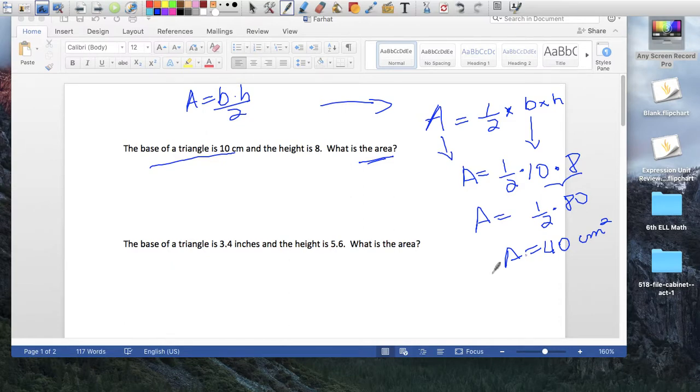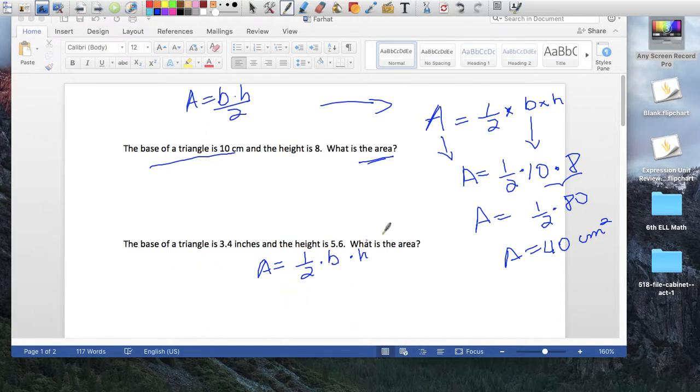Okay, so I'm going to do one more. And over here, the only difference is that instead of whole numbers, it's fractions. So I'm going to insist that you write this way. Okay, only because this method is going to help you with the other questions.